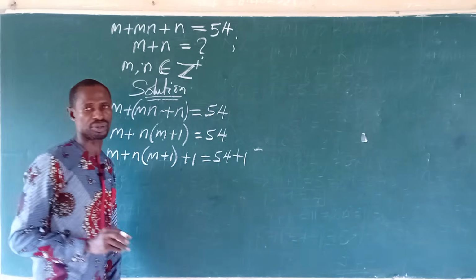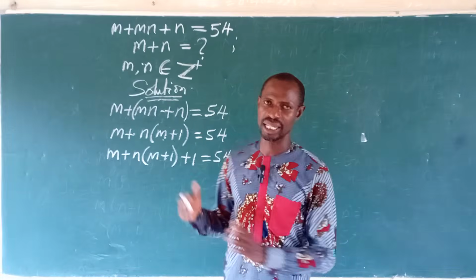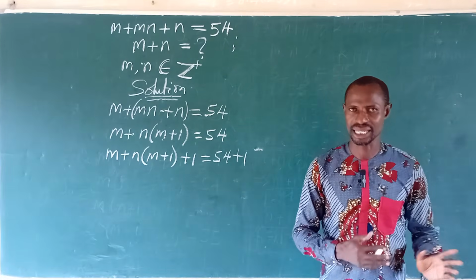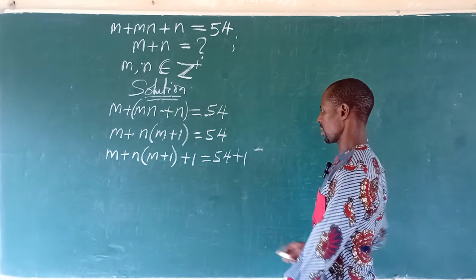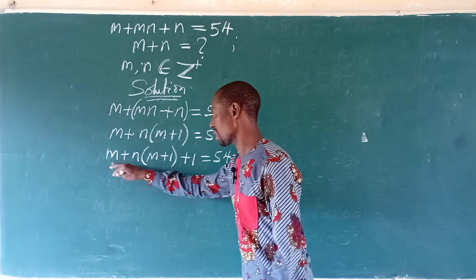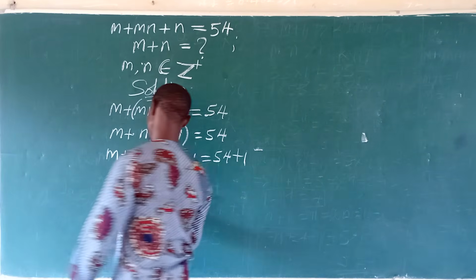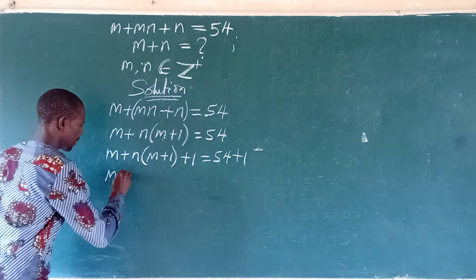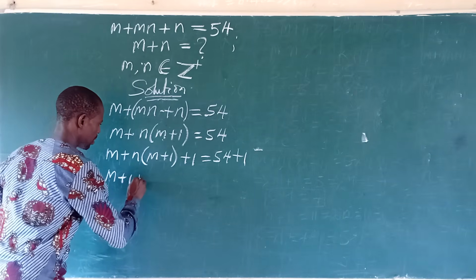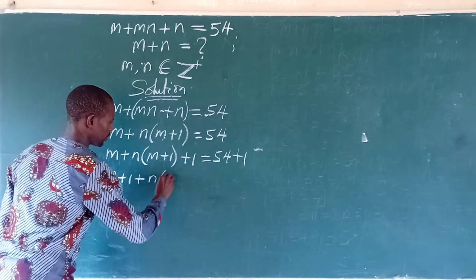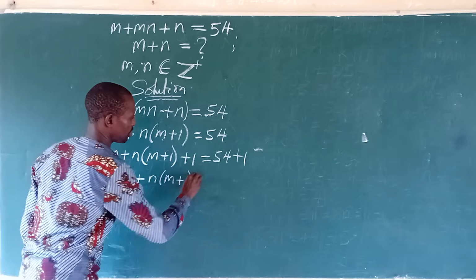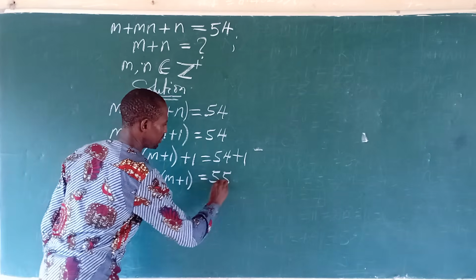Because the law says that whatever you do to the right-hand side, you must do to the left-hand side. Okay, so with that, I can bring this and this together, right? So it is going to give me m plus 1 there plus n into m plus 1, close bracket, equal to 55.